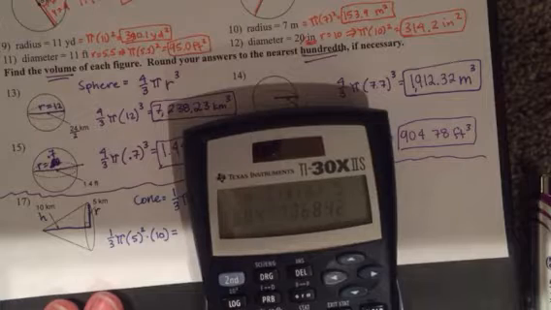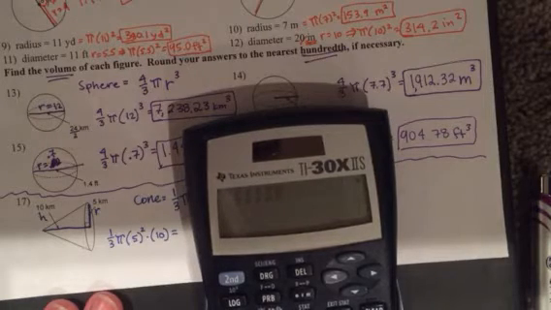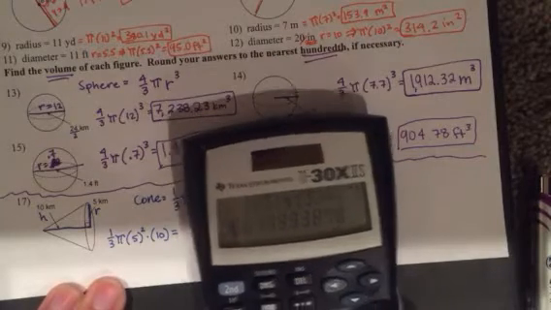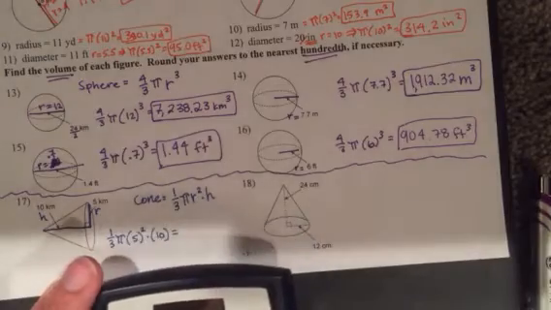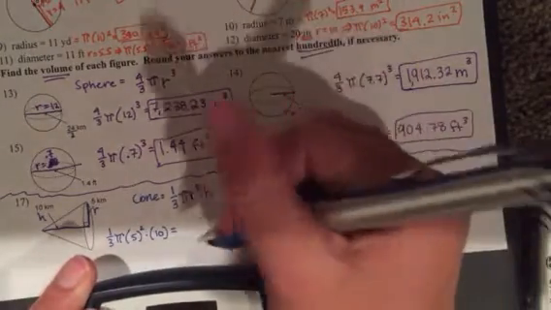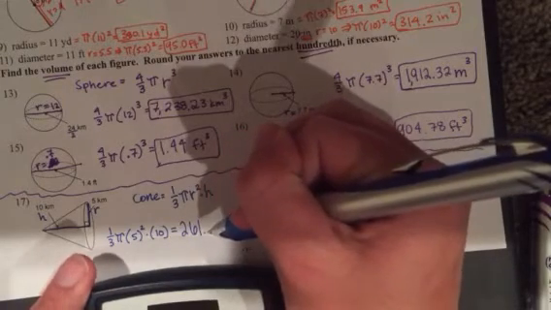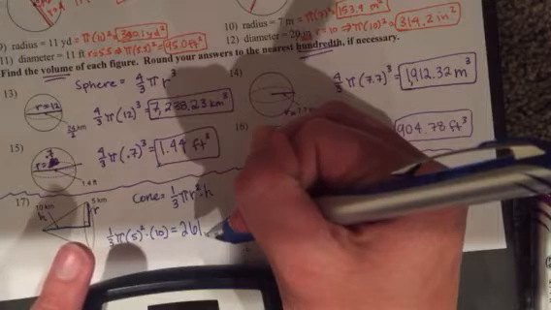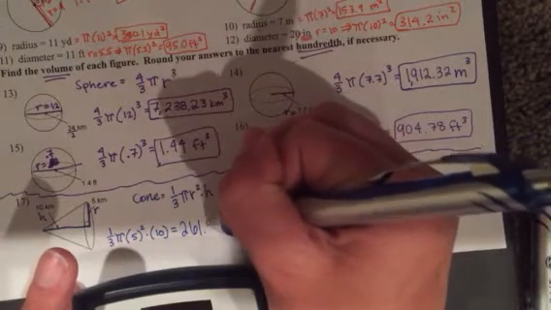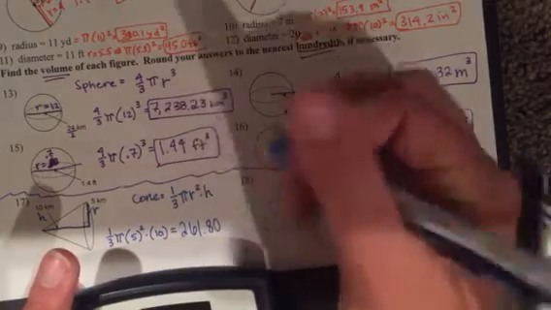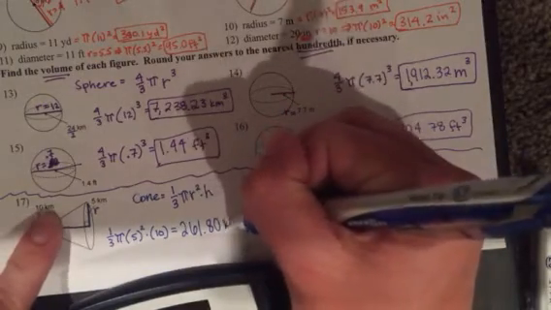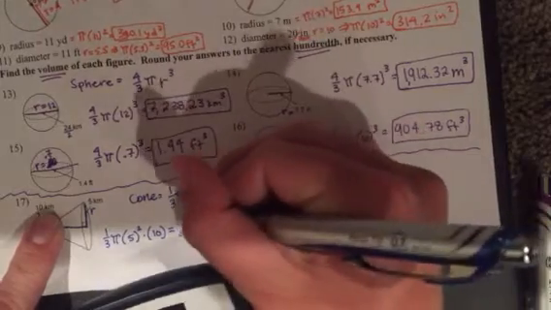On the calculator: 1 divided by 3 pi times 5 squared times 10 equals 261, and we are rounding to the hundredth. 261.79. That 9 runs that 1 up, which means that rounds the 7 to an 8. Kilometers cubed for volume.